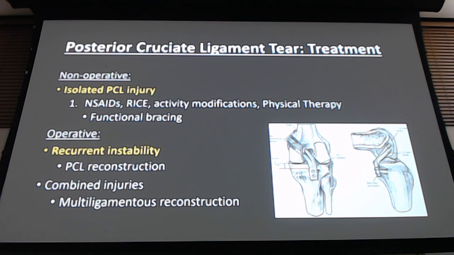Before I forget, functional bracing. So what is functional bracing? That allows them to perform the normal activities of daily life, right? Get up and down, move around, go to work, okay? So functional bracing is what I talked about before: a custom brace that's fitted for the patient specifically, and it's something that prevents posterior translation of the tibia.